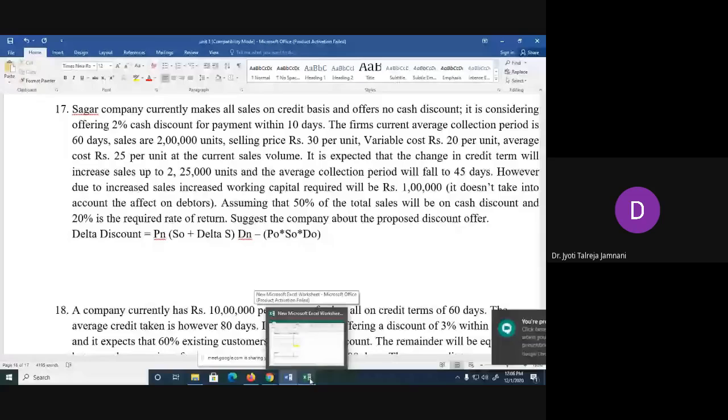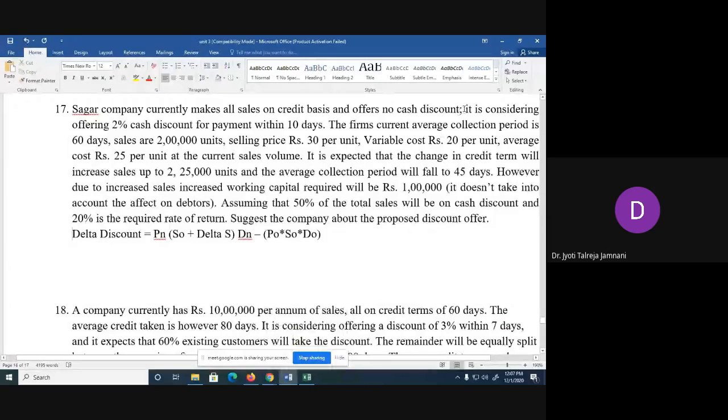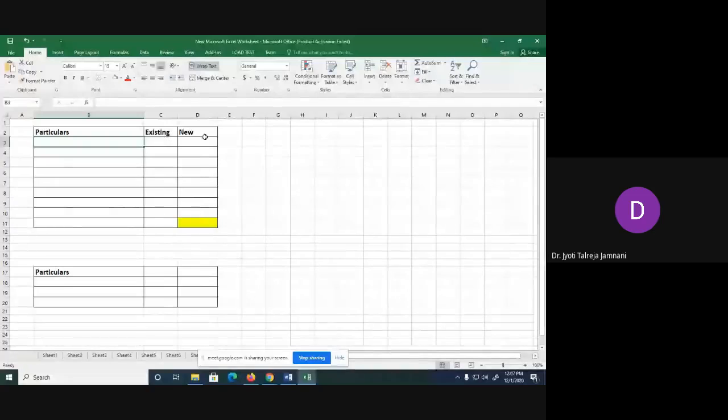So we have two plans. As of now, the company offers no discount. Currently it makes all sales on credit basis and offers no cash discount. So this is the present policy, and then they are considering to offer 2% cash discount for payment within 10 days. This is the new policy. So there are two policies. We'll write it as existing and new.